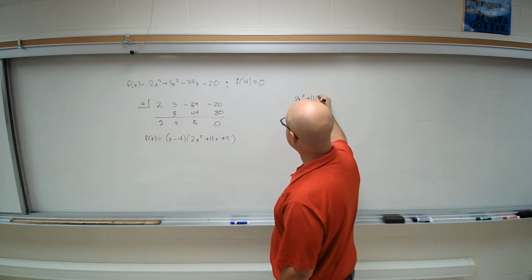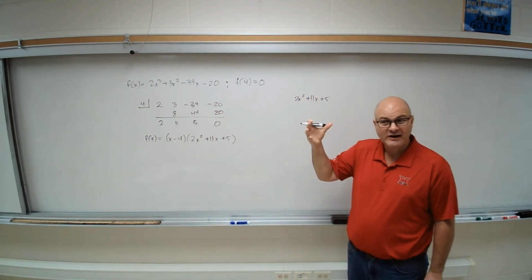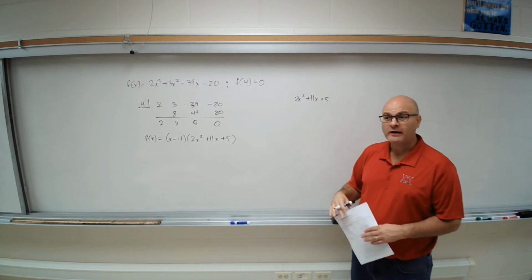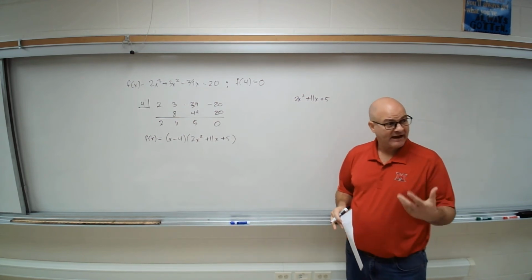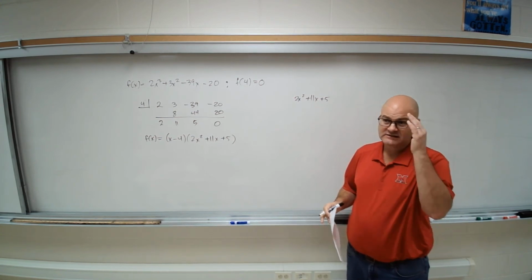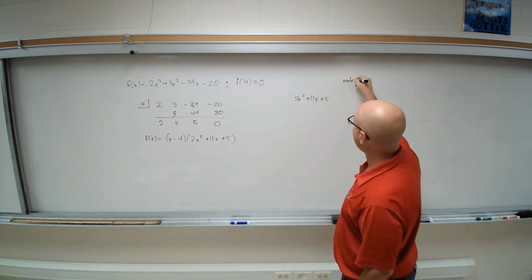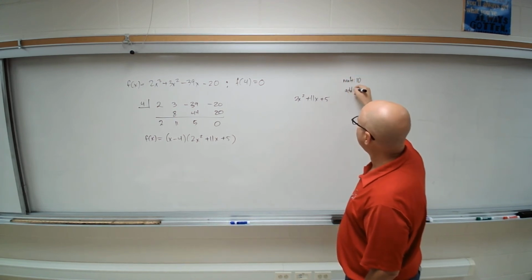2x squared plus 11x plus 5. This is what you might call a hard trinomial, or one with a not equal to 1. If you need practice on these, go back and look at the A2 Delta Math; I think it's the "a not equal to 1" assignment. So we need two numbers that multiply to be 10 and that add to be 11.